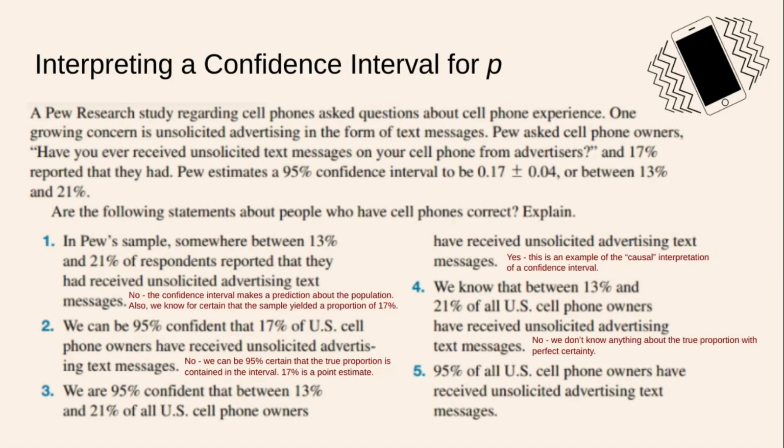And number 5, if you chuckled a little bit at number 5, I did too. 95% of all U.S. cell phone owners have received unsolicited advertising text messages. That's probably true today, but might not have been true when this Pew Research study was happening. And yeah, this is a bad interpretation. 95% refers to the level of confidence for the confidence interval, not the proportion of cell phone owners who have received unsolicited messages. And if you thought this answer was funny, my use of a double comma in my answer is also kind of hilarious too.